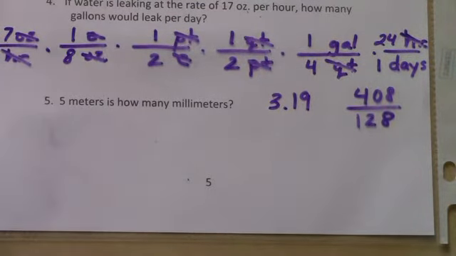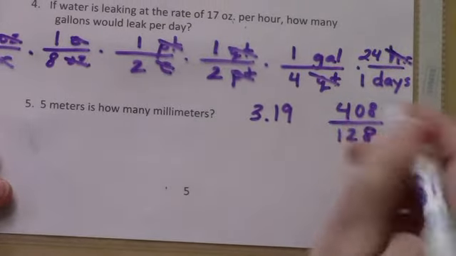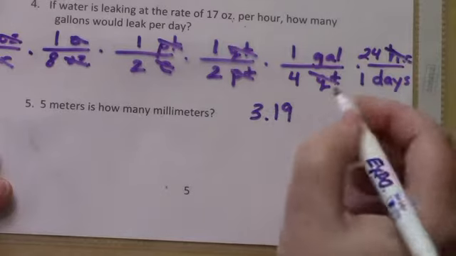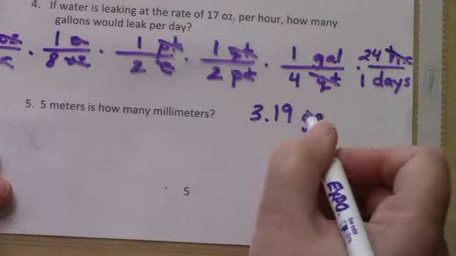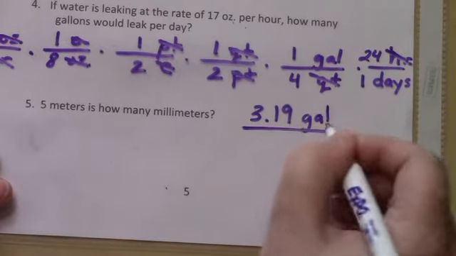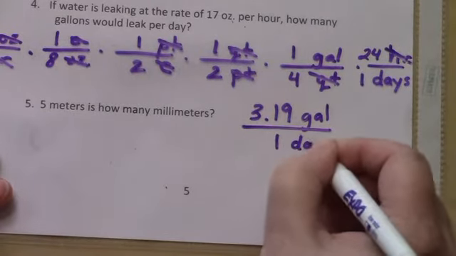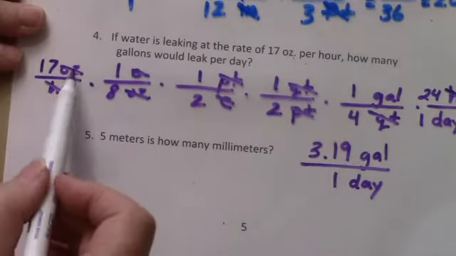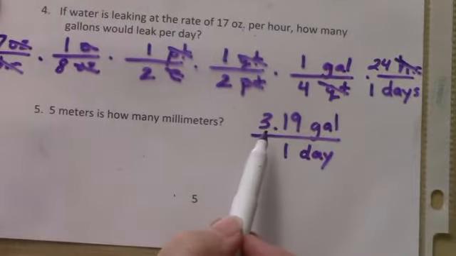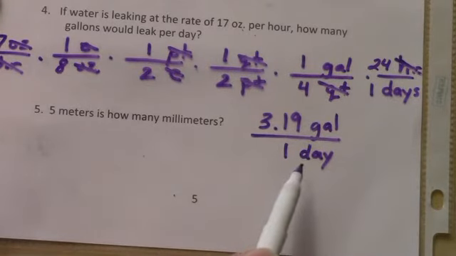But 3.19 what? What is our unit? It's 3.19 gallons in 1 day. So we went from 17 ounces in an hour to 3.19 gallons in 1 day.